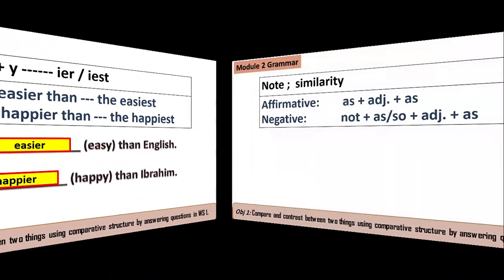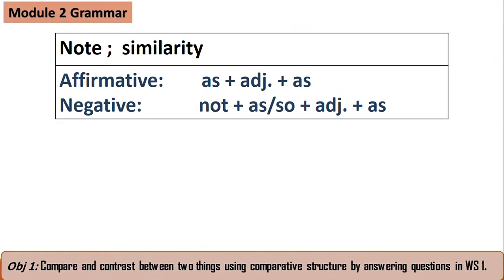Okay? Now, about similarity. What is similarity? If you are going to say Ahmed is the same as Ali in something, they are tall. Ahmed is tall and Ali is the same height. You are going to use as, adjective, as with an affirmative sentence. With a negative one, you can use not as, or so, with the adjective, okay?